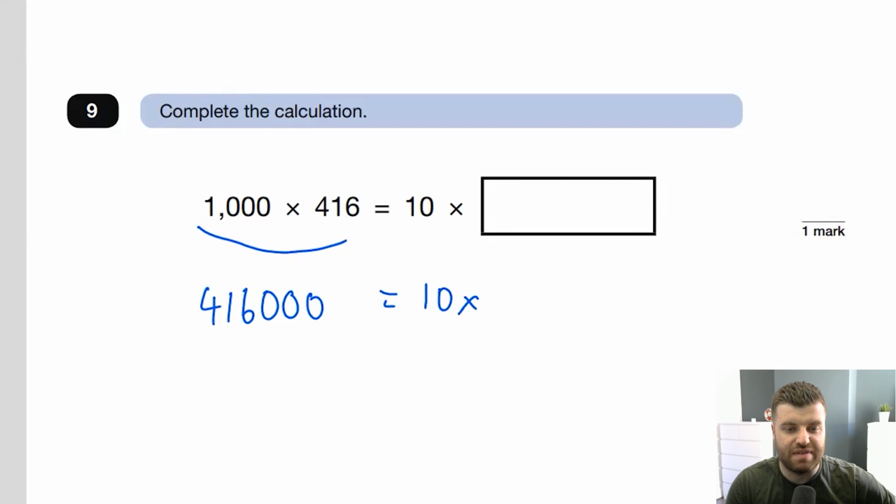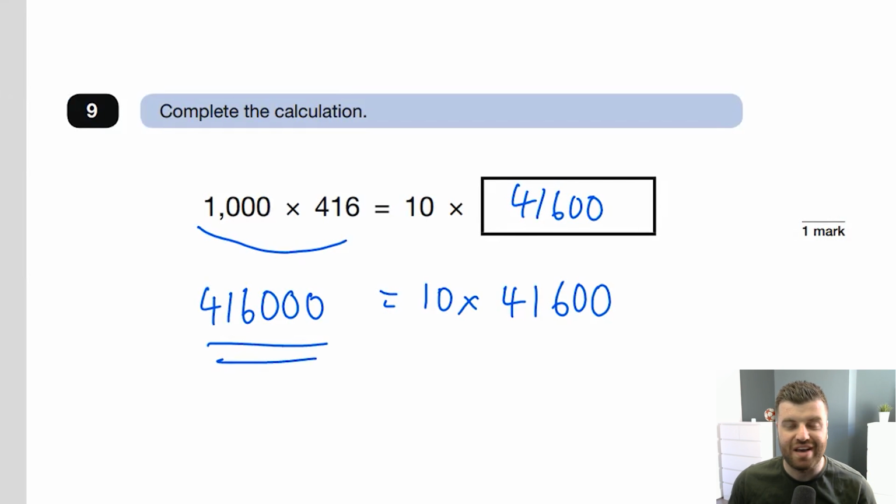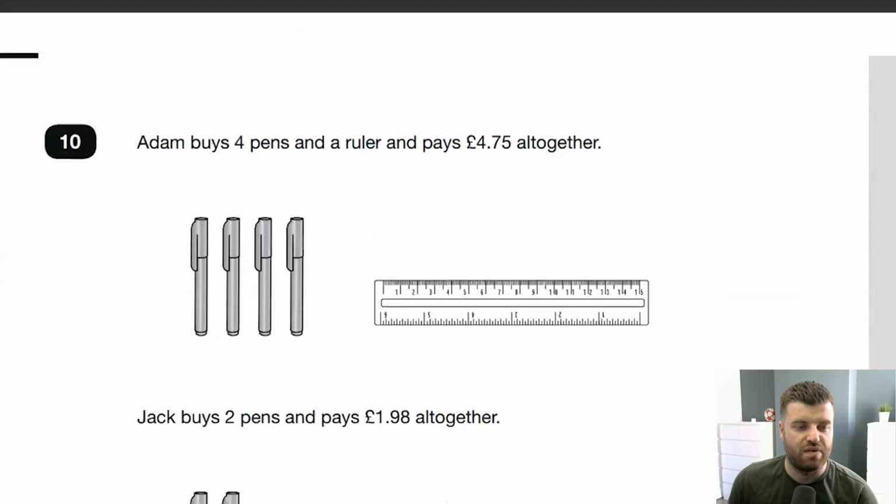Well, it's a simple case of the inverse. So we're going to divide by 10 and get 41,600. 41,600 times 10 is the same as the left-hand side. Just write down your working, guys. You've got that space there. It's there to do jottings. That's how we're going to answer this question accurately.